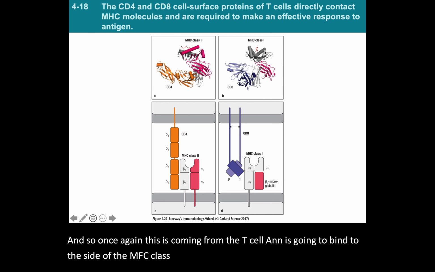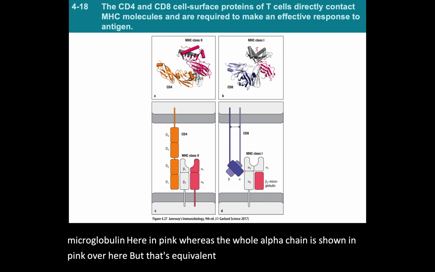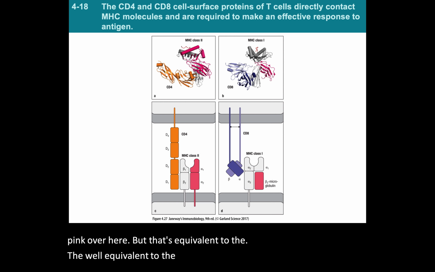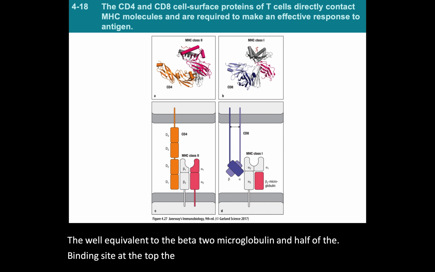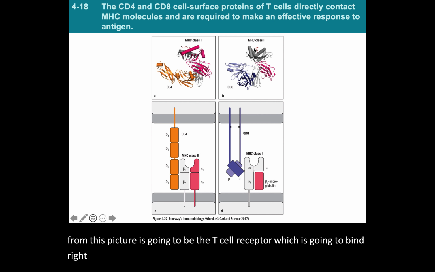You can see the beta-2 microglobulin here in pink, whereas the whole alpha chain is shown in pink over here, but that's equivalent to the beta-2 microglobulin and half of the antigen binding site at the top, the antigen binding groove. So what's missing from this picture is the T cell receptor, which is going to bind right up here, sandwiching that little peptide in this little MHC class 1.